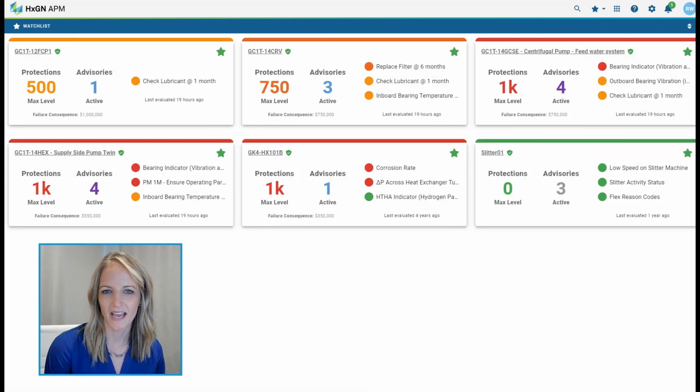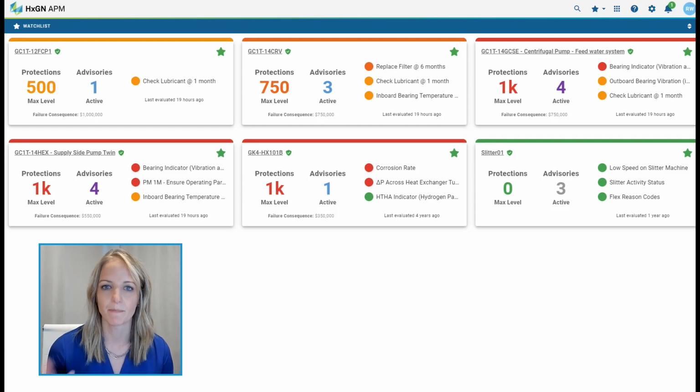And then finally, we have our watch list. Anyone can add a particular asset to their watch list just by clicking this watch list star in the upper right-hand quadrant. And it adds it to a panel where you can get a quick snapshot of any assets in your facility that you might want to pay special attention to. It gives you an overview of those 4 steps. Where am I from a health standpoint? How many advisories do I have open?